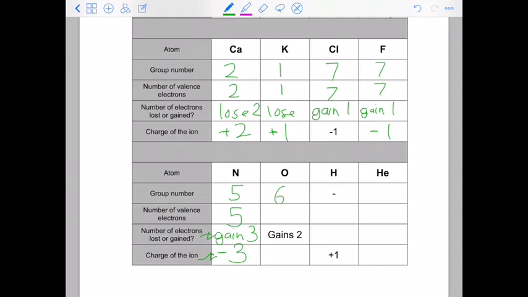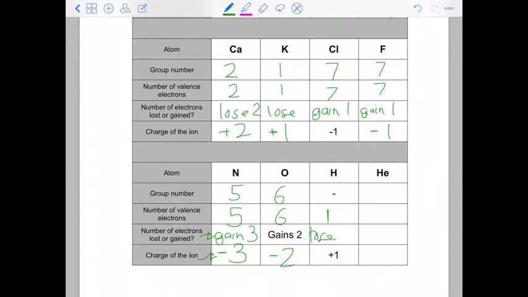Oxygen is in group number 6, so it has 6 valence electrons. It'll gain 2 of those electrons, so it'll be a -2 ion. Hydrogen doesn't really have a group number, it's kind of on its own. However, we know it does have a valence electron of 1, so it will lose that 1 electron to become a +1 ion.